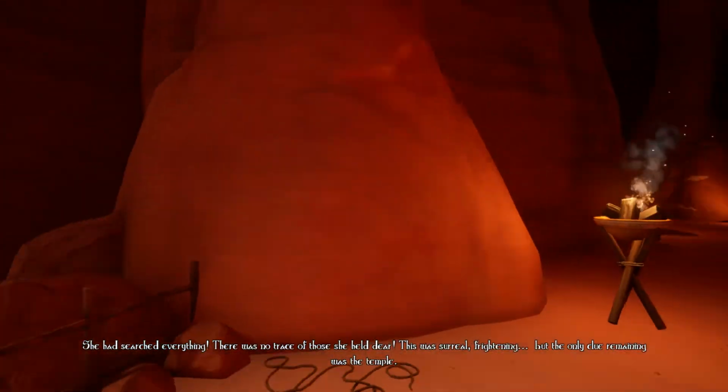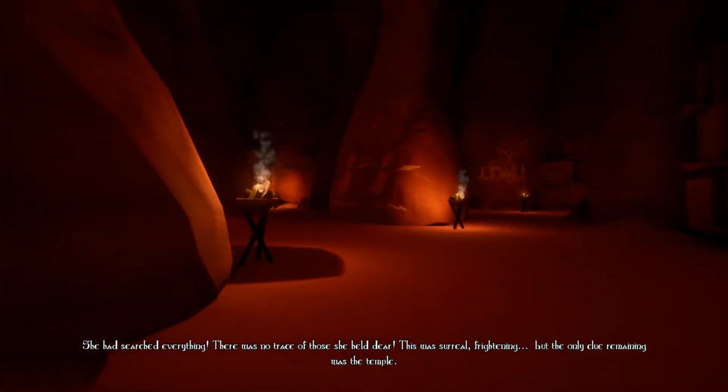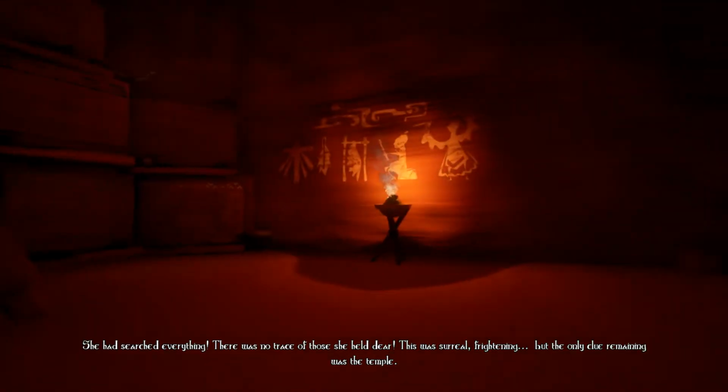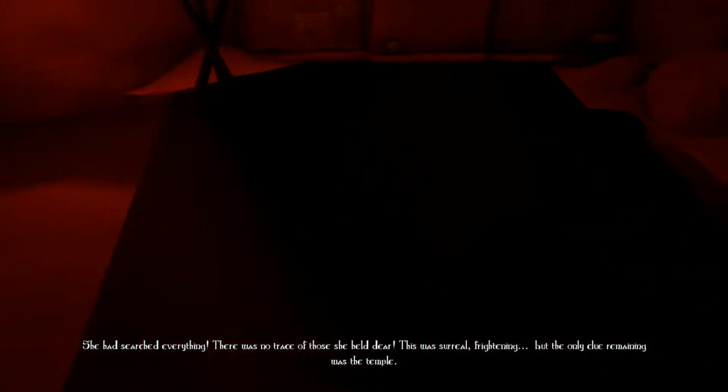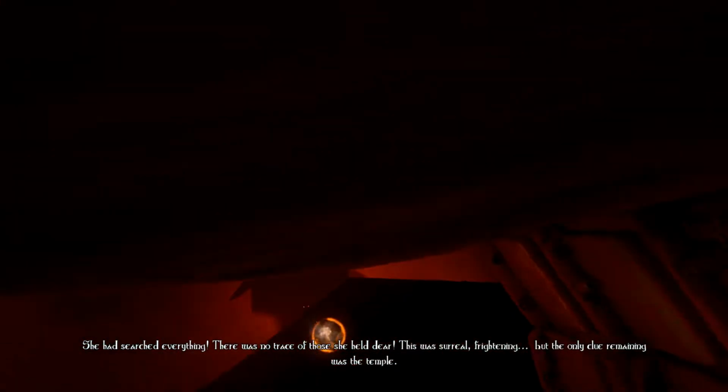She had searched everything. There was no trace of those she held dear. This was surreal, frightening. But the only clue remaining was the temple.